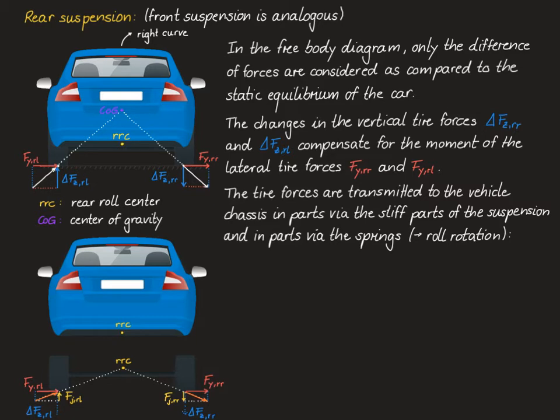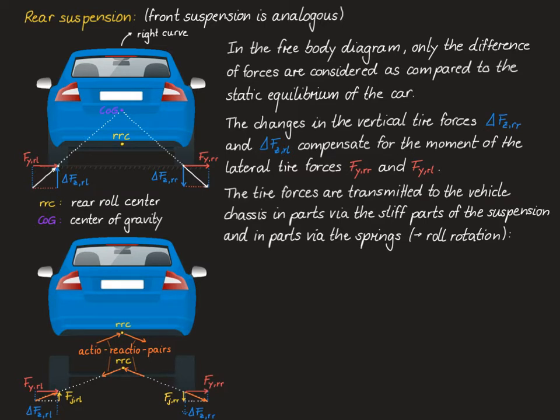The same, of course, holds for the right tire, and the combinations of the vertical forces and the lateral forces, shown in orange here, are transmitted via the rear roll center to the vehicle chassis, and hence they act as an action-reaction pair between the chassis and the suspension.